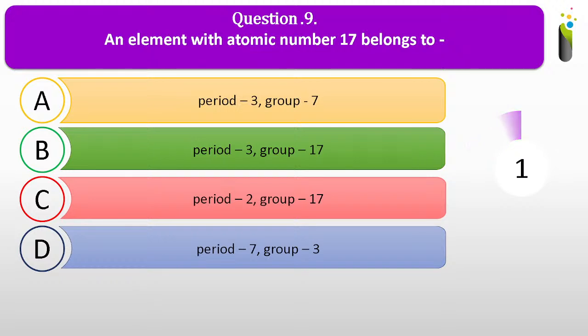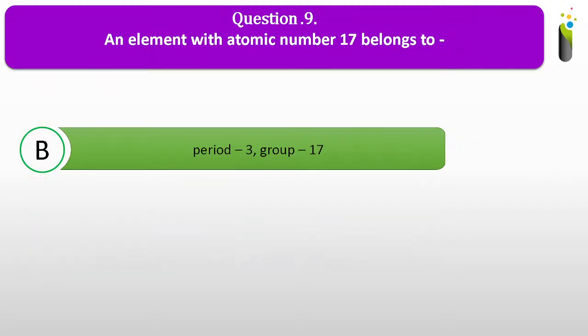And the correct answer for this question will be this. An element with atomic number 17 would belong to period 3, group 17. Coming to the next question, number 10.